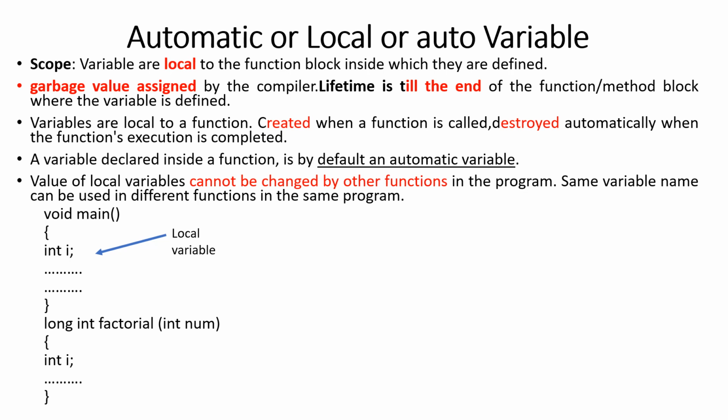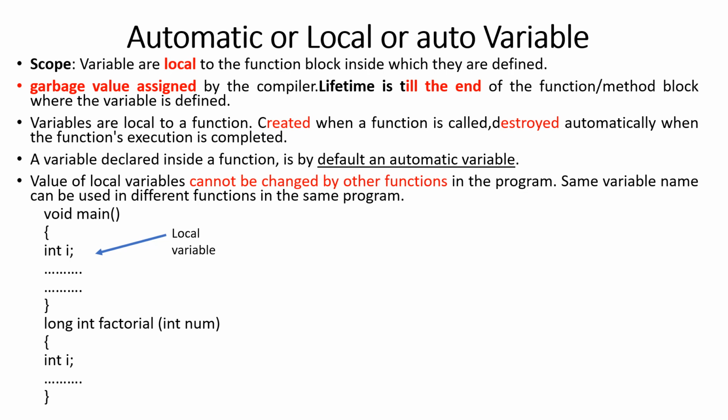When the function is called, the variable is automatically created and it is destroyed automatically when the function execution is completed. The value of a local variable declared within a function cannot be changed by another function in the same program. Because of this, the same variable name can be used within different functions, as local variables are available only within a particular function. The same variable name can be used in any part of the program to declare a local variable.